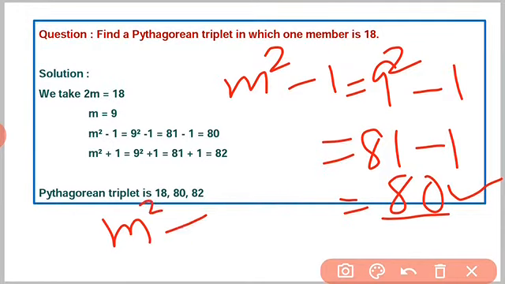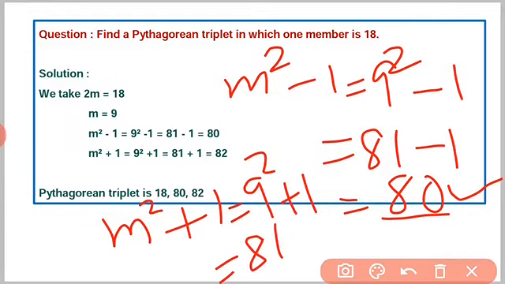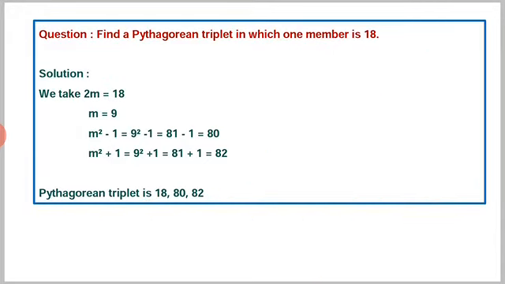Let's find the third member. We will substitute the value for m in m squared plus 1. That will be equal to 9 squared plus 1, that is equal to 81 plus 1, that is equal to 82. So the third member of the triplet is 82. So what is the Pythagorean triplet for this? 18, 80, 82. Hope this is clear.